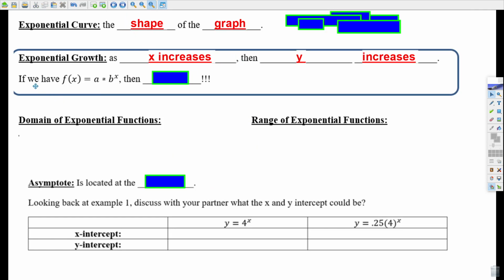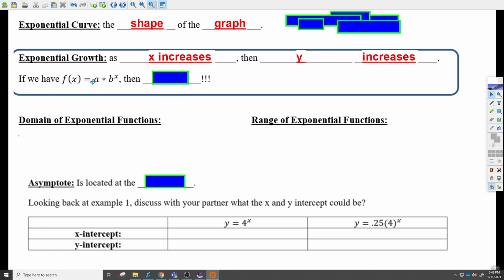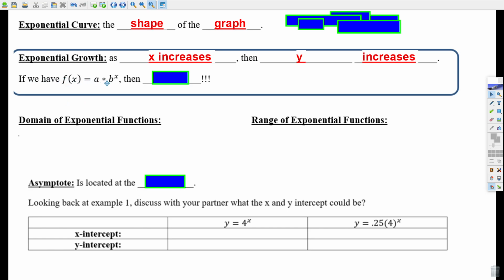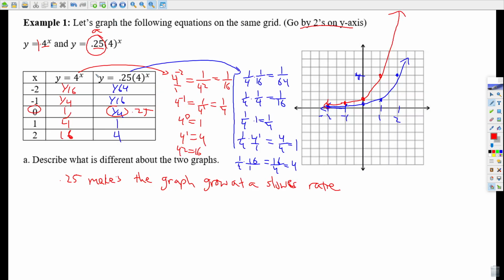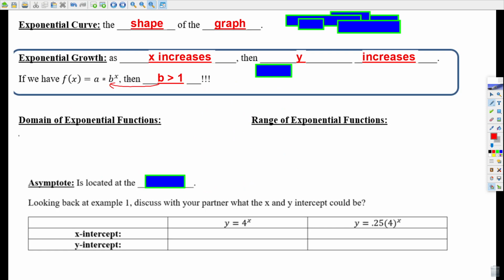All right, the only way that happens is if you have f of x equals a times b to the x, then if b is greater than 1, you get a growth. So that's this number right here. If that's bigger than 1, so we just did it with 4, right? This is a 4 here and a 4 here, the one with the x. If it's bigger than 1, it's going to be a growth, and it's always going to have this shape of growing up like that.